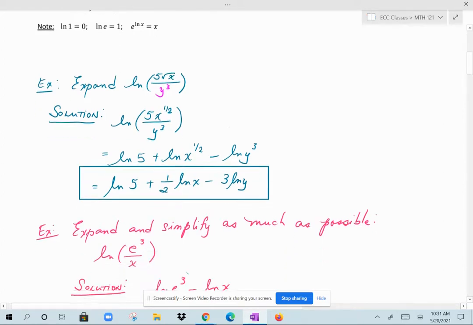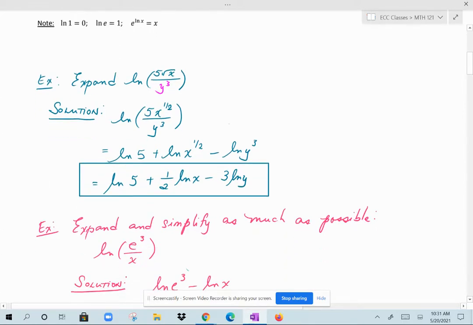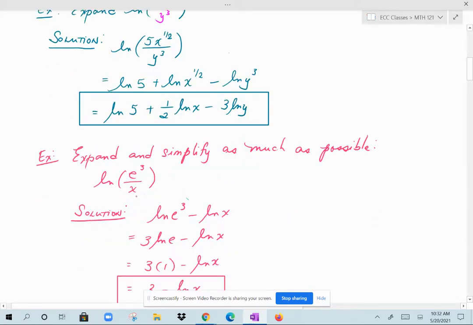Here's another example where we will expand and simplify as much as possible. I have the natural log of e to the third divided by x. Here I'm going to use the first and third law. The first one because I have an exponent, and the third law for quotients because I am dividing e cubed by x. So I rewrite the ln of e cubed over x as ln of e cubed minus ln of x. Then I put that exponent in front of the ln on the next line. So I have 3 ln of e minus ln of x.